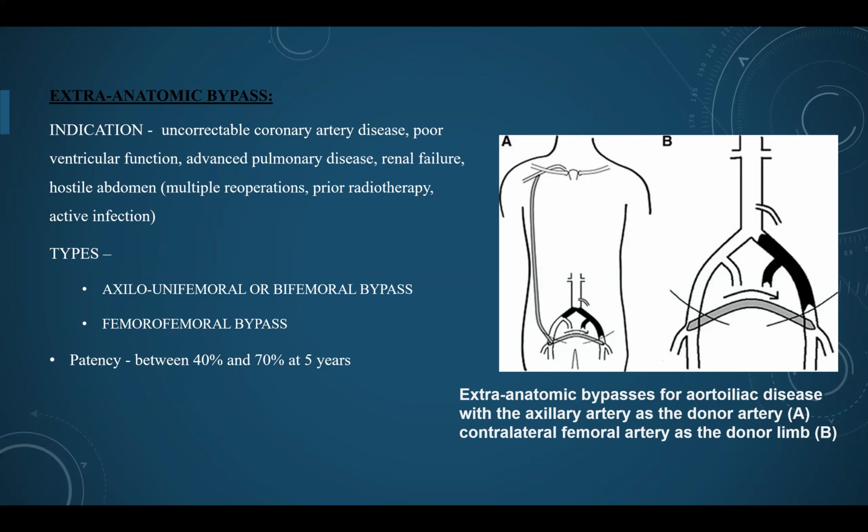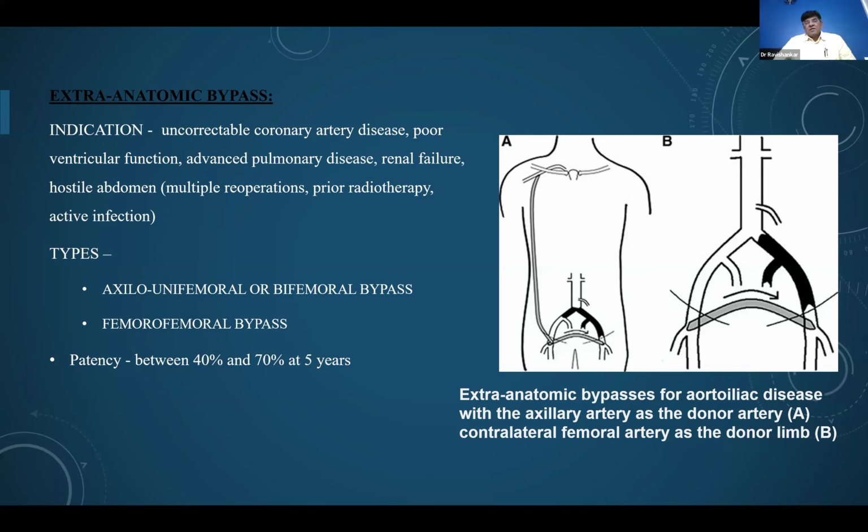Axillofemoral bypasses are usually done via a subcutaneous tunnel. Axillofemoral bypass is done at the lateral region of the thorax and usually the right axillary artery is used. Femoro-femoral bypass is done through the suprapubic region. Is saphenous vein used or is a graft used for this? Sir, graft is used, and the axillary artery is used, sir, in axillo-unifemoral.